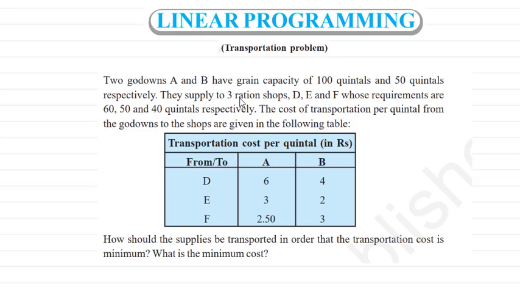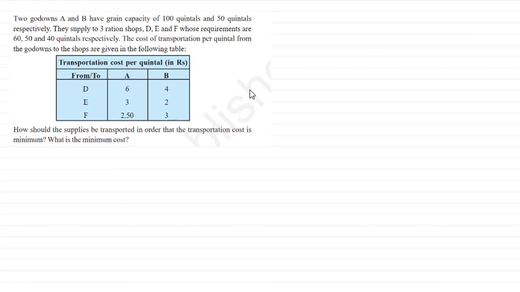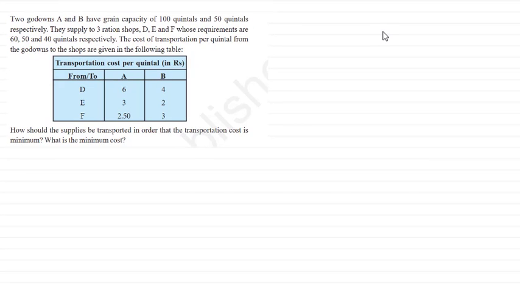So you have to find out the minimum transportation cost. First, I'll just draw this information so that it will be easier for you to understand. We have only two godowns, A and B. Let's say this is our A godown, and here we have godown B. Now the capacity of the godown is given. The capacity of A is 100 quintals, and the capacity of B is 50 quintals. Now we have some shops here.